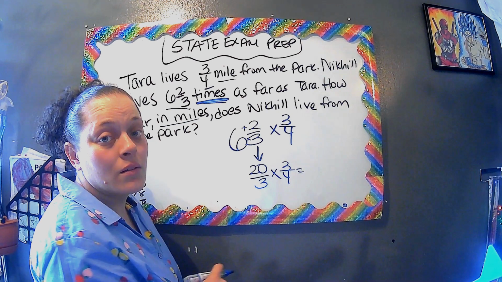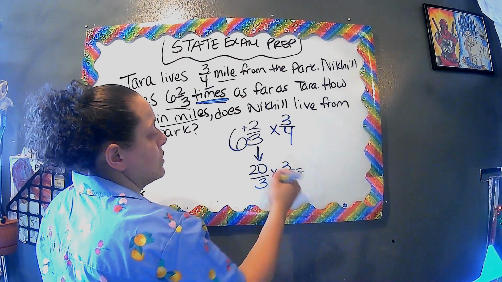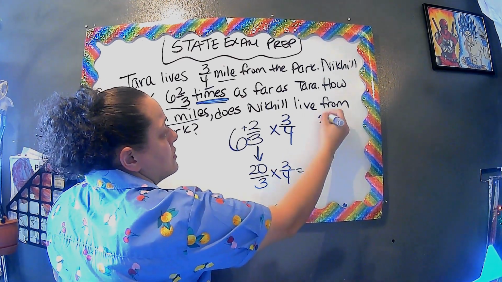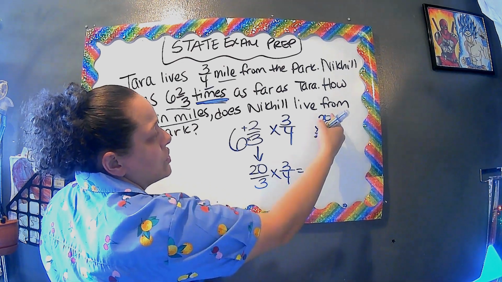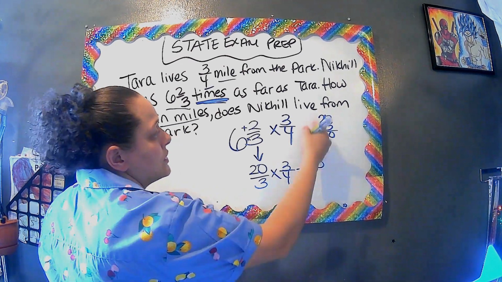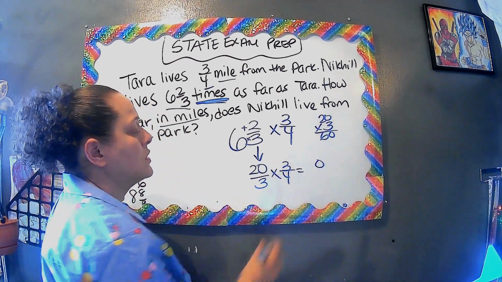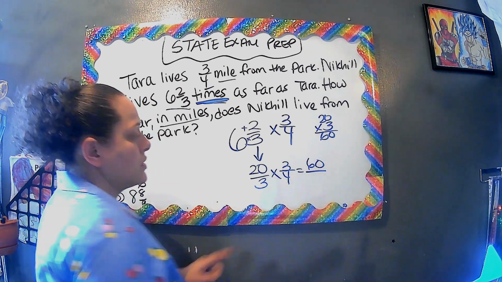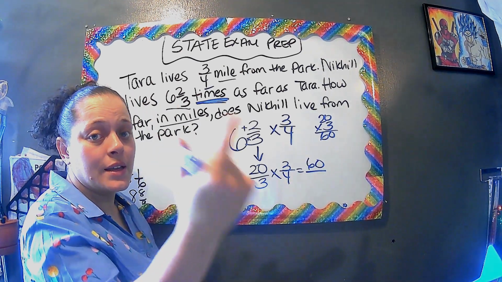20 times 3, well, what is 20 times 3? Let's do it like that. So 3 times 0 is 0, 3 times 2 is 6. So we have 60 over 3 times 4, 3, 6, 9, 12.